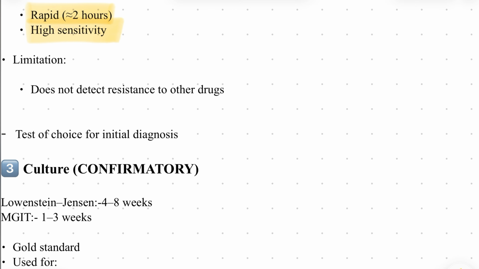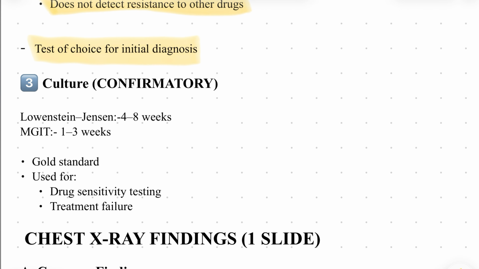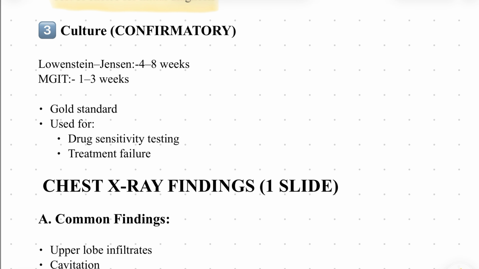What are the advantages? It's rapid, within 2 hours, highly sensitive. Then the limitation, there has to be some limitation so that we went to the next upgrade. Limitation: it does not detect resistance to other drugs. So the difference between ZN stain and this is, ZN stain does not detect any of the resistant cases, but CBNAAT can detect rifampicin, whereas other drug resistant cases are not detected by CBNAAT. So the test of choice for initial diagnosis is CBNAAT. Just take it as a screening.